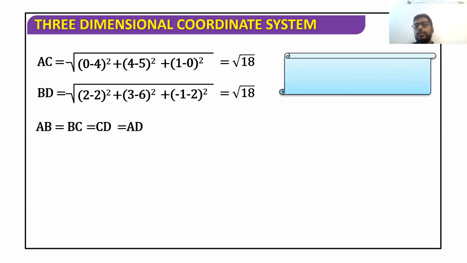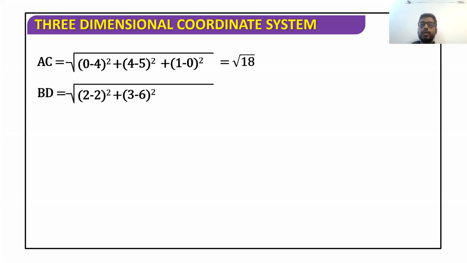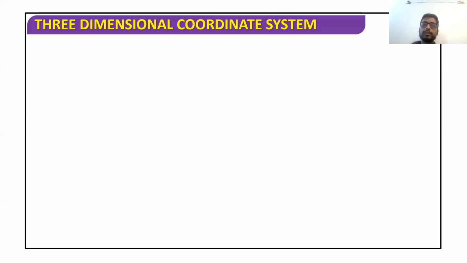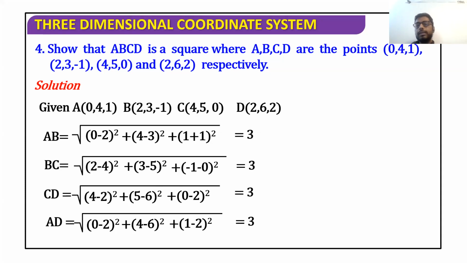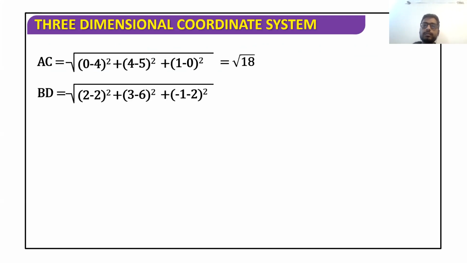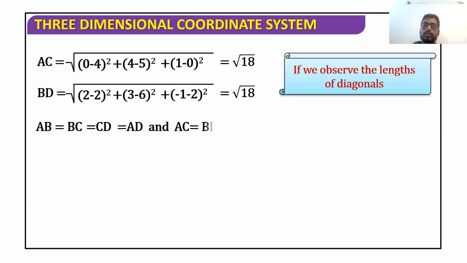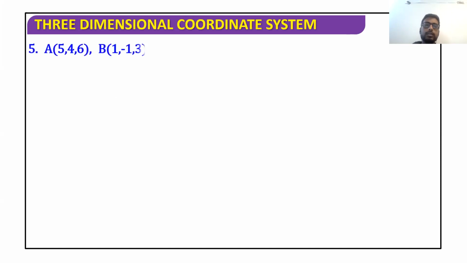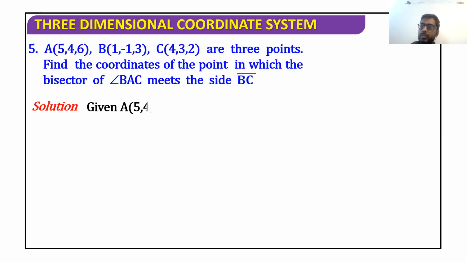Also notice the value of the diagonal is root 18 and the value of your side is 3. So 3 means I can write that as under root of 9. So can I say that the diagonal, which is root 18, is equal to root 2 times the side, root 2 times under root 9, that is equal to under root of 18. So the root 2 into side condition is also proved.